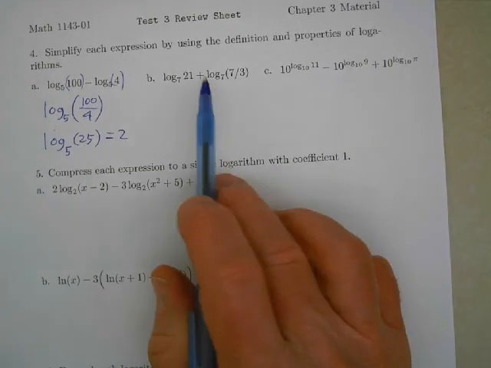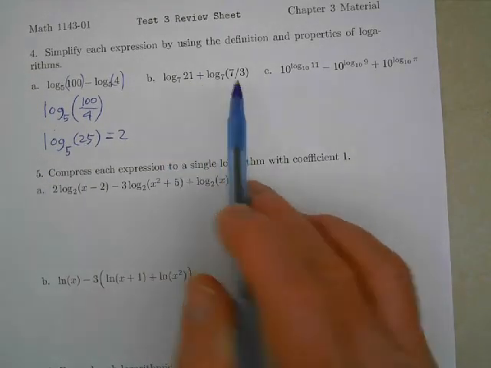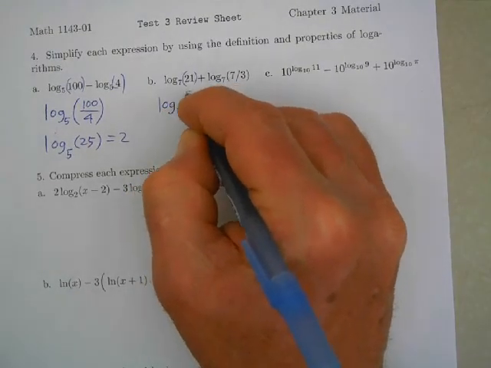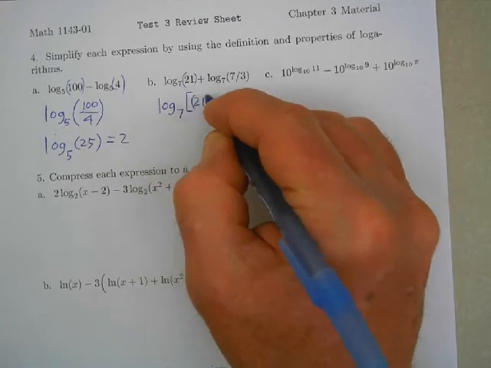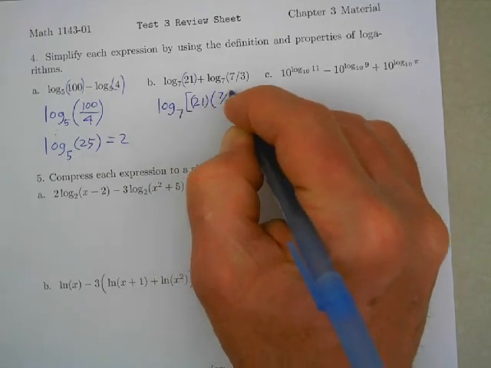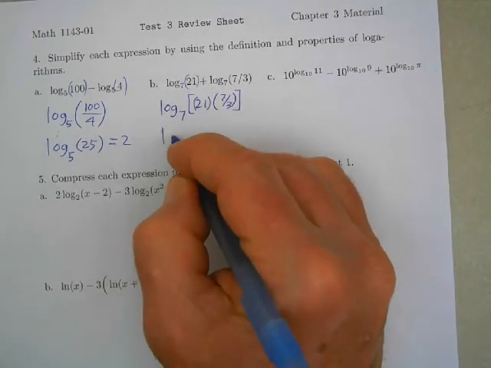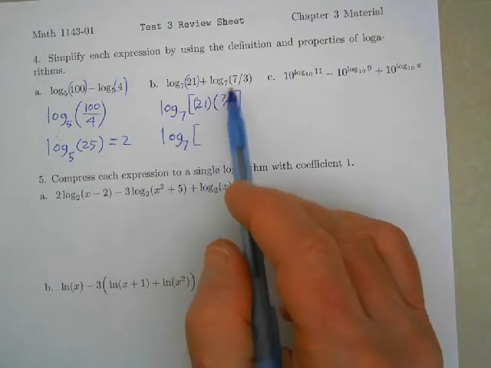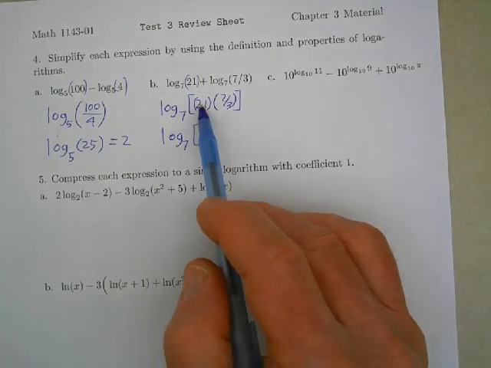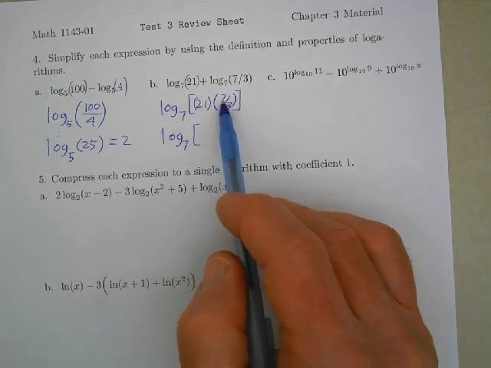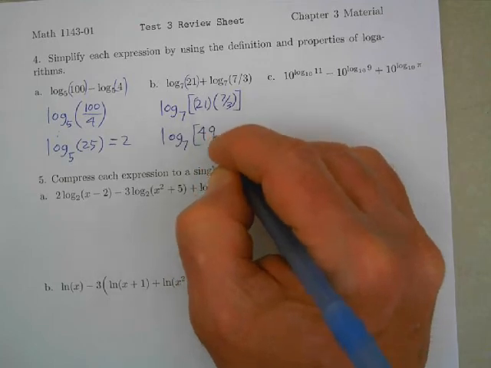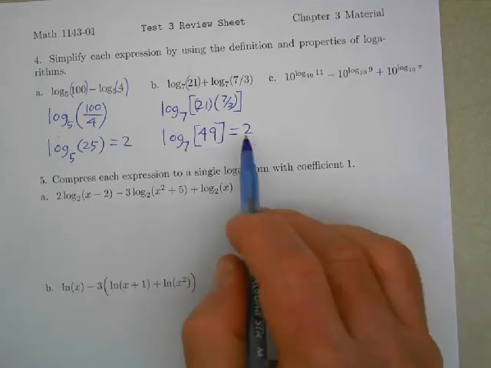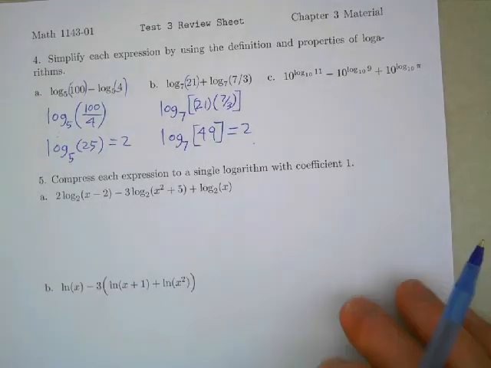Okay, on this one, since we're adding two base 7 logarithms, we'll write it as the base 7 logarithm of 21 times 7/3. And then we'll do the arithmetic in the argument. 21 times 7/3 is, well, 21 divided by 3 is 7, and 7 times 7 is 49. And log base 7 of 49 is 2, because 7 to the second power equals 49.